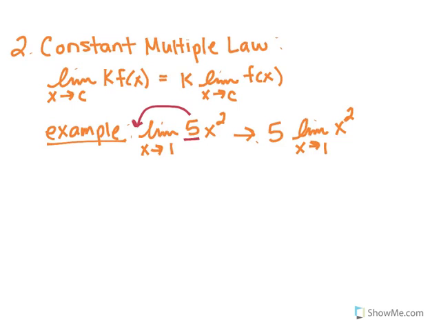So after I rewrite it, I can go ahead and evaluate my limit. So this is still going to have the 5 there, and then the limit as x approaches 1 of x squared, I do my direct substitution. I plug in 1 for x and get 1. So this is all multiplication here. So this would be 5 times 1, because this is 5 times the limit of x squared, and my result is simply 5.